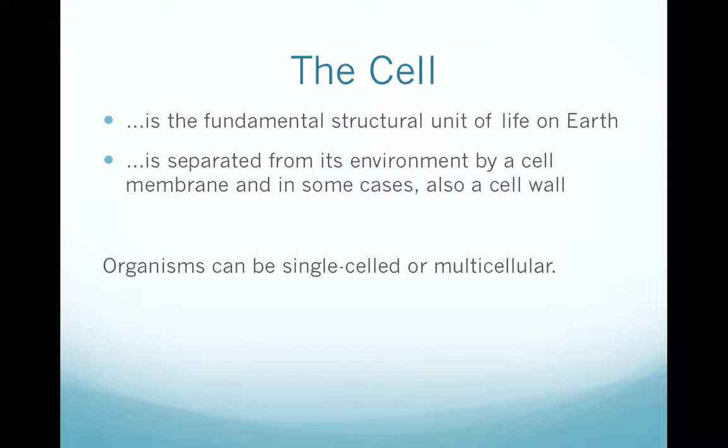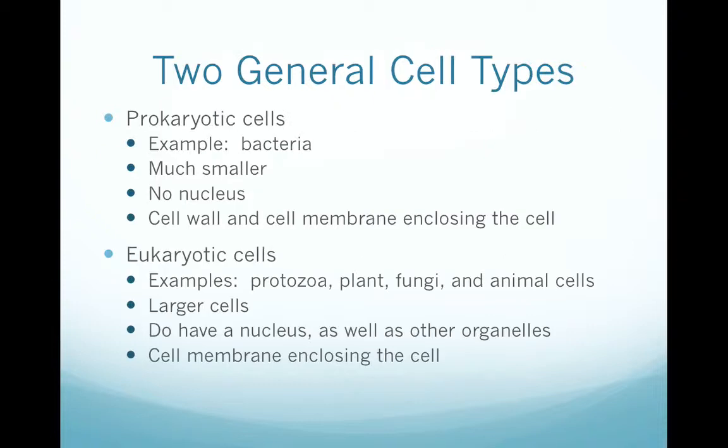Organisms can be single-celled, or composed of only one cell, or they can be multicellular and composed of many cells. There are two general cell types. The first type is the prokaryotic cell. An example of that would be bacteria. The prokaryotic cell is much smaller than the eukaryotic cell, and there is no nucleus. There is a cell wall and also a cell membrane that encloses the prokaryotic cell.